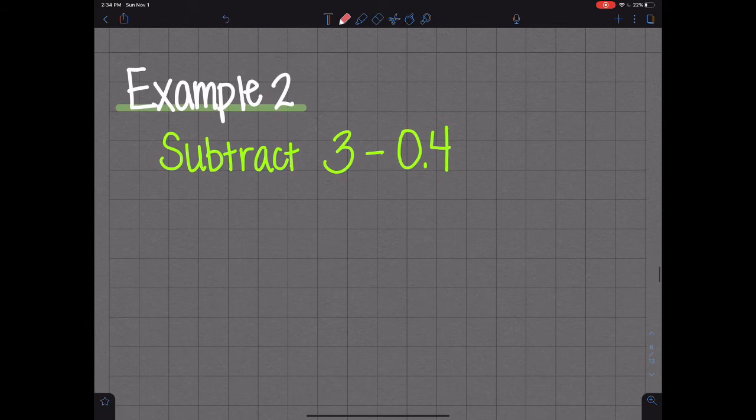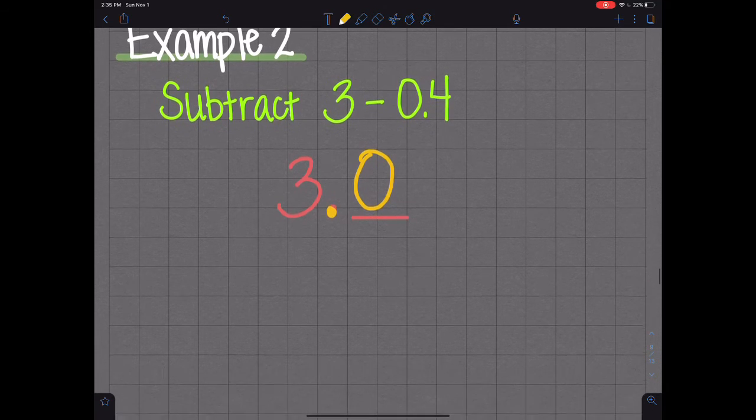We're going to move on to example 2, which says subtract 3 minus 0.4. So the first thing I'm going to do is line up the decimals, but there is no decimal point with the 3. So we're going to make that whole number a decimal. So I'm going to put a decimal right after it because 3 is in the ones place. And then that leaves a space here where we need to put an extra 0. So I'm going to put 3.0. And you can tell that that does not change the value of the number 3. It's just writing it in a different way.